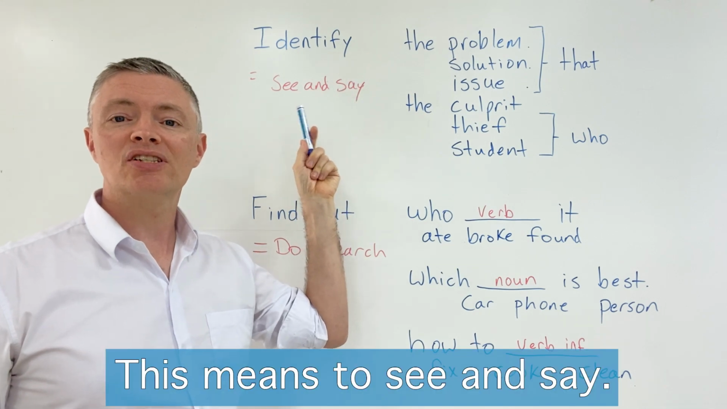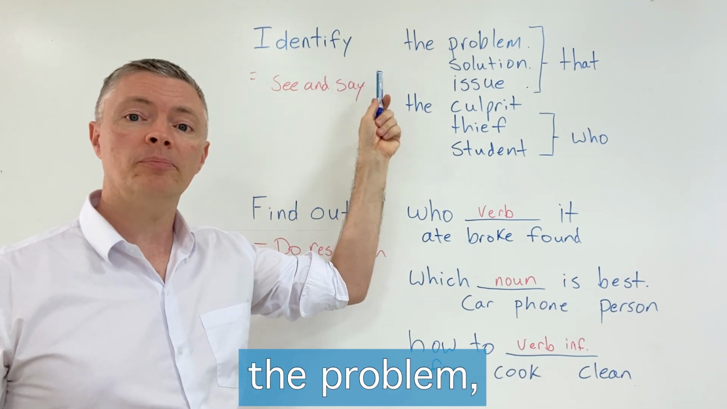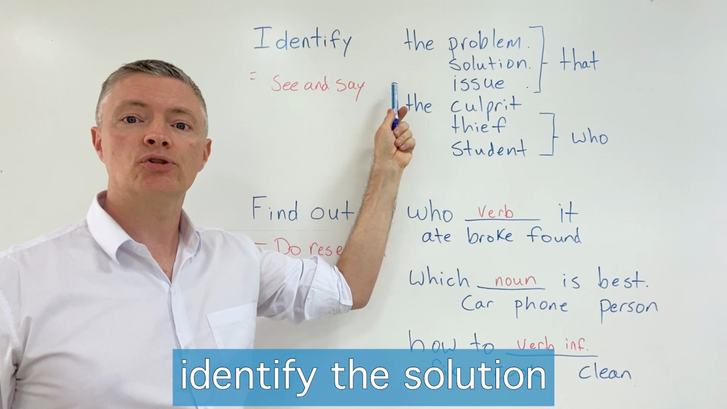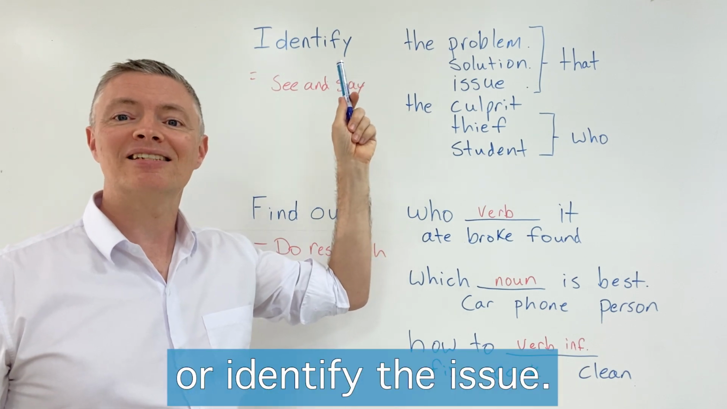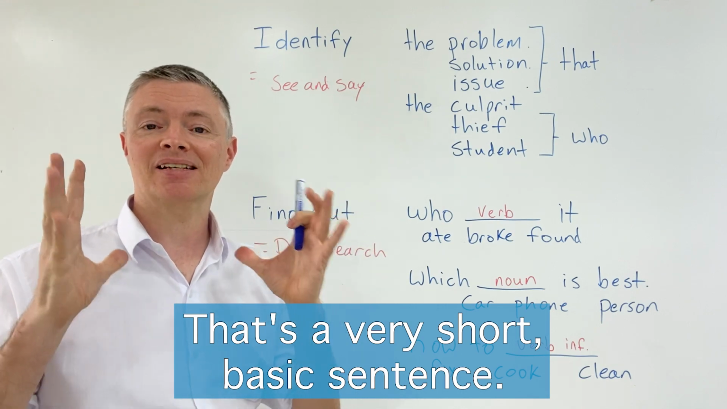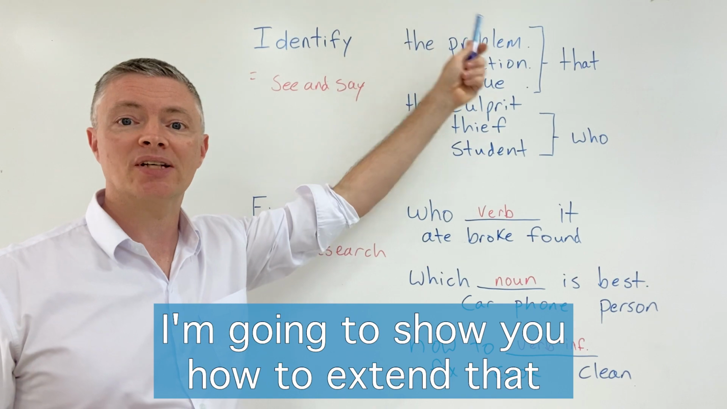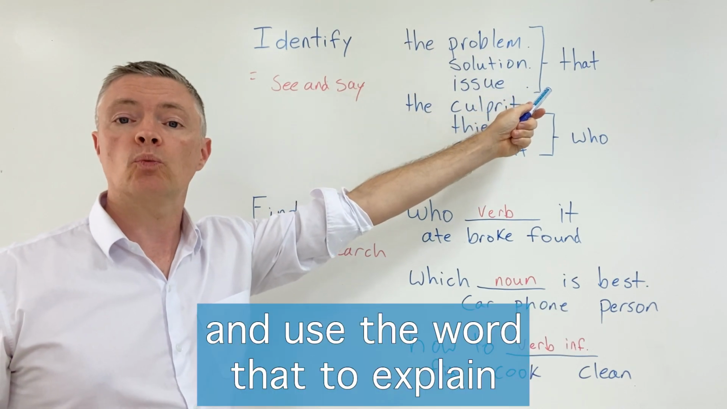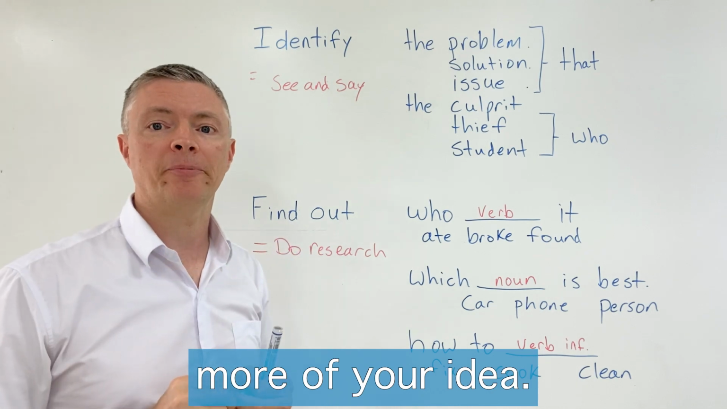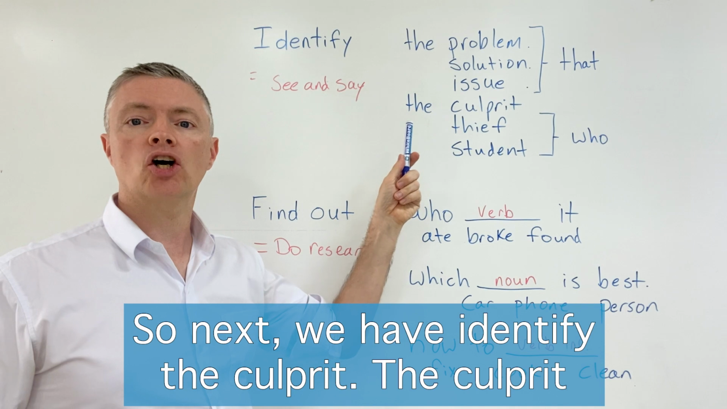This means to see and say. So you can identify the problem, identify the solution, or identify the issue. That's a very short, basic sentence. Later in this video, I'm going to show you how to extend that and use the word that to explain more of your idea. So next, we have identify the culprit.